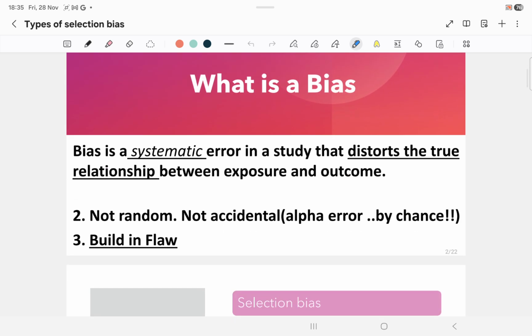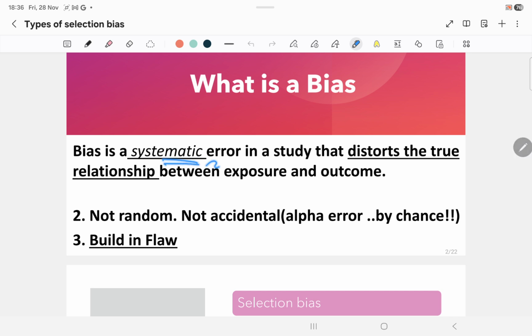So what itself is a bias? Bias is a systematic error in a study that distorts the true relationship between the exposure and the outcome. I have underlined systematic because it is not a random or accidental error. If it is a random or accidental error, purely due to chance or luck, that is called alpha error. We have discussed that in our video about alpha and beta errors. But bias is a systematic error due to some inherent problem in the study design or sampling. We know the reason, it is not random.